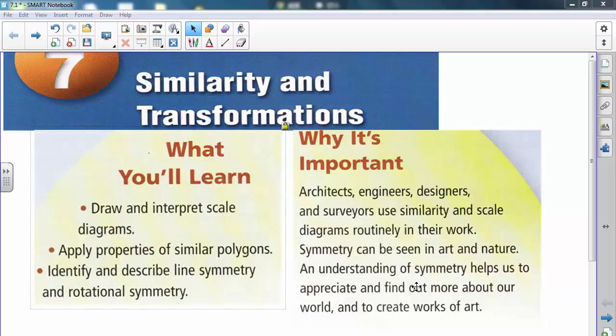Similarity and transformations are important in our real life because we can see them very often around us. Architects, engineers, designers, and surveyors use similarity and scale diagrams routinely in their work. Symmetry can be seen in art and nature. If we can develop a good understanding of symmetry, it can help us to appreciate and find out more about our world and to create works of art.